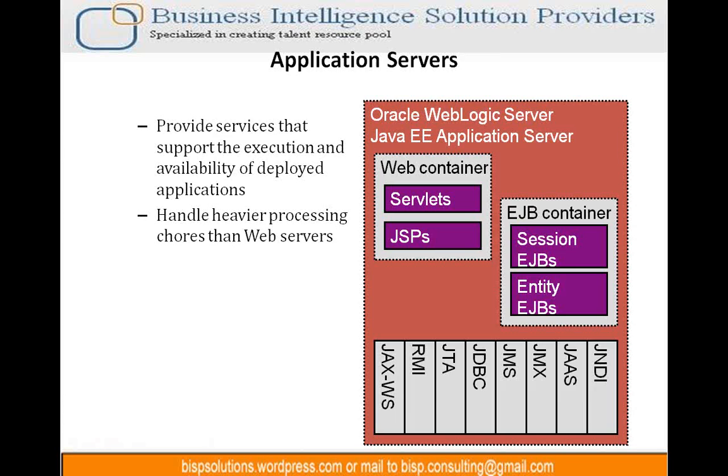So application servers. Okay, when we're talking about application servers, it can be not only WebLogic server, it can be any of the other products like IBM WebSphere, JBoss, or GlassFish. Every application server is purely Java based, so it should provide a web container and an EJB container, along with multiple Java based services like JNDI, JAAS, JMX, JMS, JDBC, JTA, RMI and web services. These provide services that support the execution and availability of deployed applications and handle heavier processing than web servers. So web servers can't act as application servers, but an application server can act as a web server, because the more common container that we have is a web container.